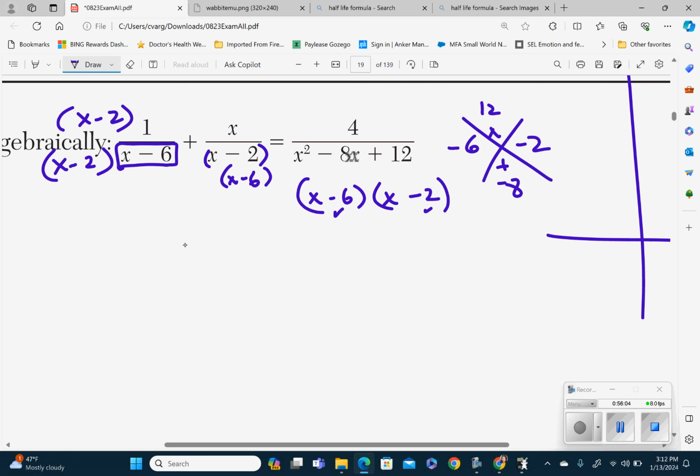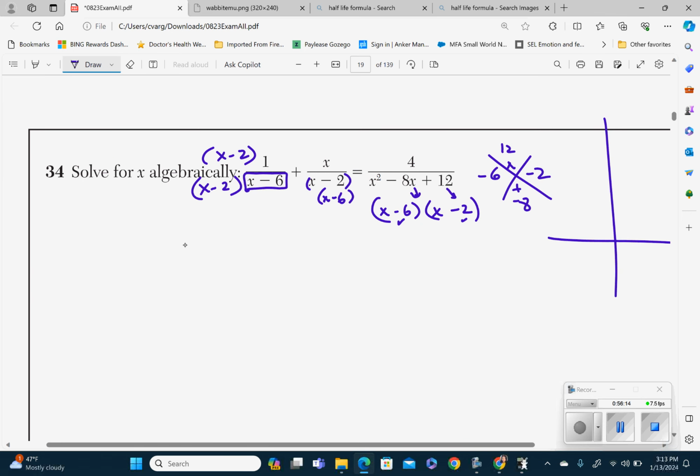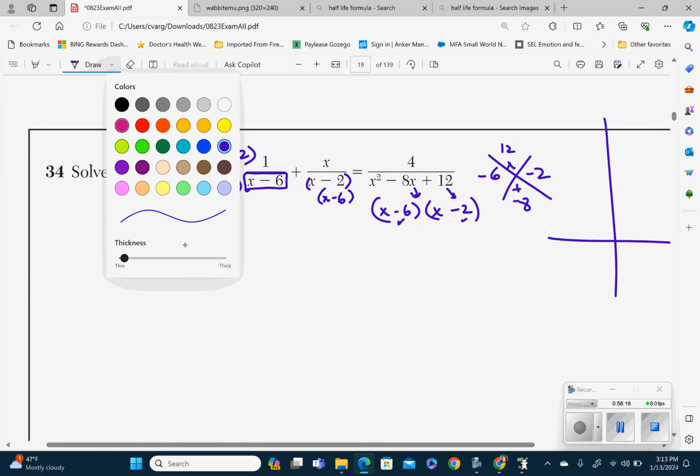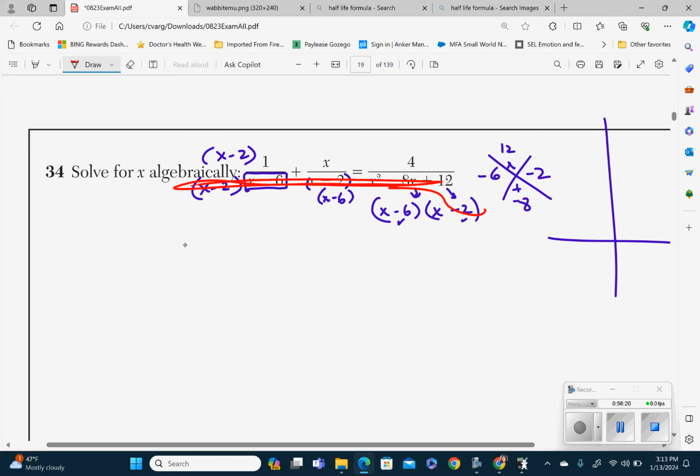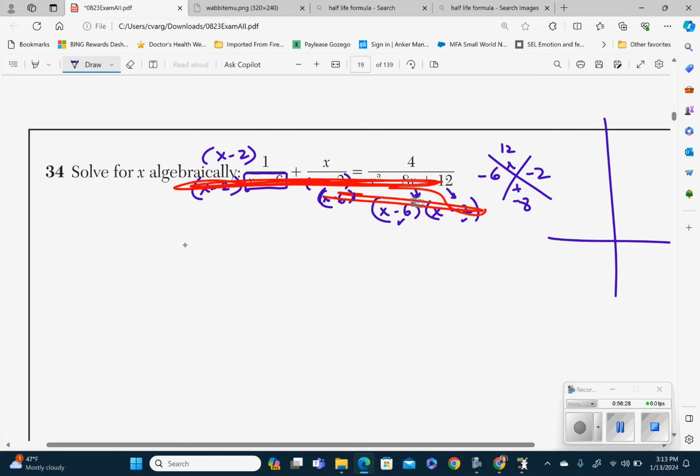This whole thing, x squared minus 8x plus 12 factors to be x minus 6 and x minus 2, okay? As soon as you get the denominators to be the same, take out your, we did this during Halloween specifically, right? So the whole denominator now goes away. I didn't do one thing over here, okay? See how I multiplied this by x minus 6? Whatever I do to the bottom, I have to do to the top, okay?